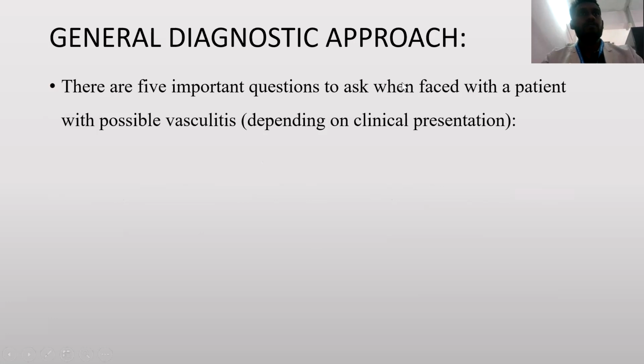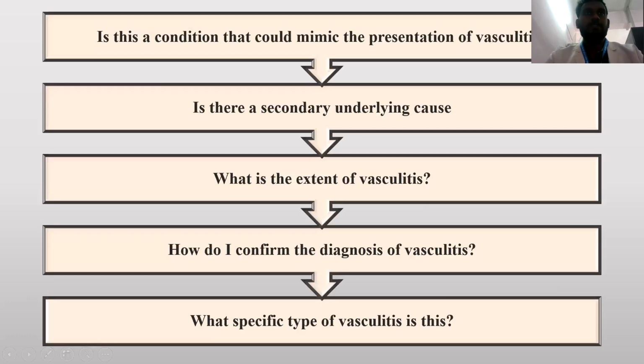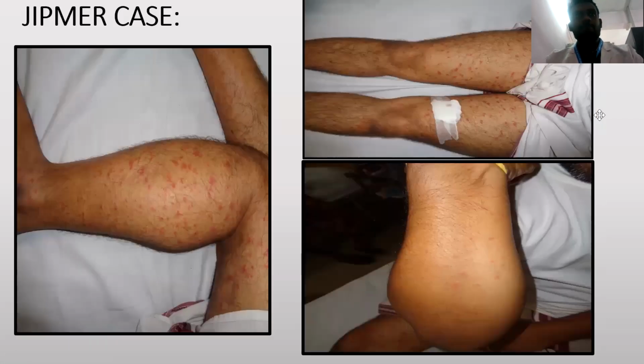So, general diagnostic approach: there are 5 important questions to ask when faced with a patient with possible vasculitis, depending on the clinical presentation. Is this a condition that could mimic the presentation of vasculitis? Is there a secondary underlying cause? What is the extent of vasculitis? How do you confirm the diagnosis? And what type of vasculitis is this? These are the questions we should ask when we come across a case of vasculitis.